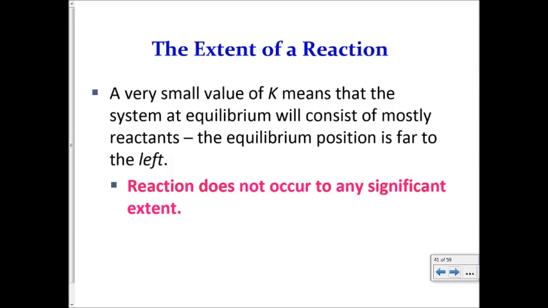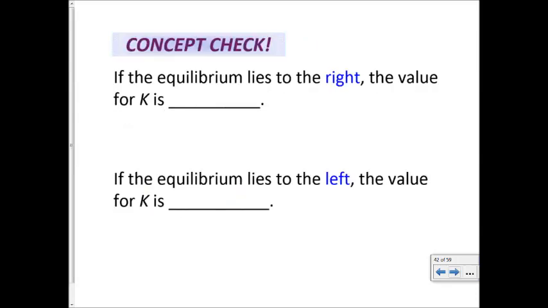So let's look at the reaction quotient. Equilibrium lies to the right, the value of K is going to be greater than 1. There we go. And if it lies to the left, it's going to be less than 1. Okay, good. Make sure we got those down.